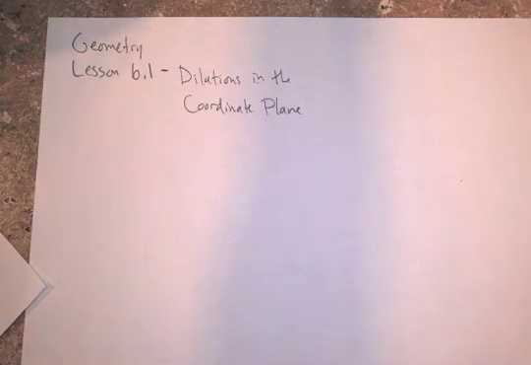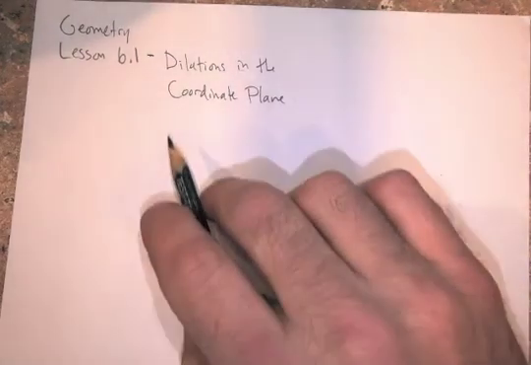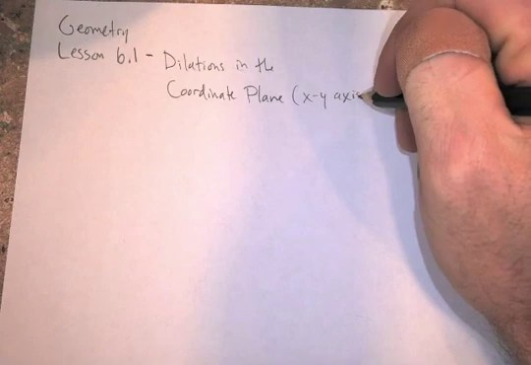All right, getting into chapter 6 here, which is all about dilations and similar figures. So things growing and shrinking, basically, is what chapter 6 is all about. So 6.1 is just dilating in the coordinate plane, which is just the XY axis. That's the coordinate plane, right?